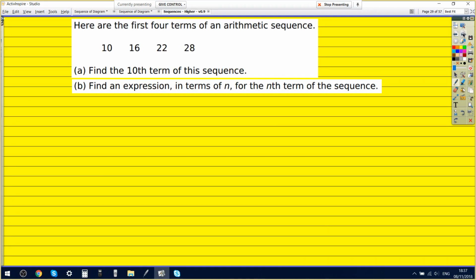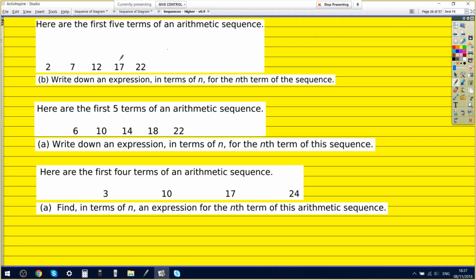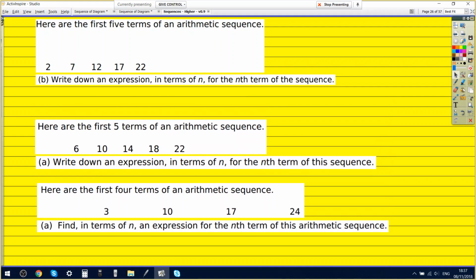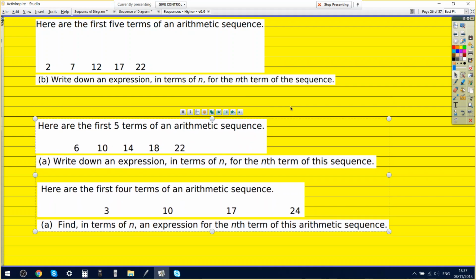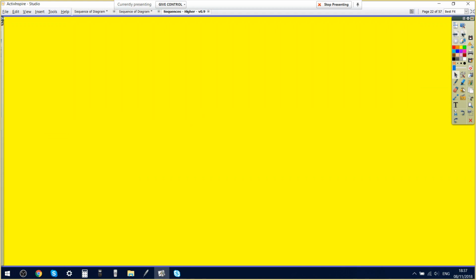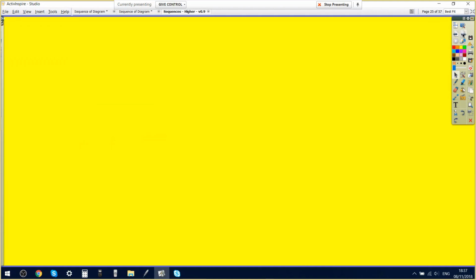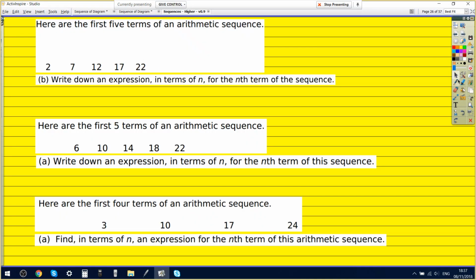So let's say this first one, what nth term is this? The first one up the top. You know how the previous one was 3n because it was plus 3 each time? The second one was minus 2n because it was minus 2 each time. So what nth term is this first one?